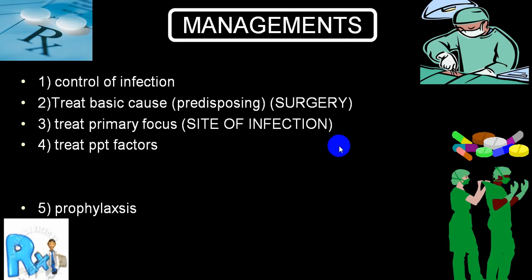As far as management is concerned, first is control of infection. Then second, treat the basic etiology, means treatment of the basic valvular heart disease or congenital heart disease. Then treatment of the primary focus and treatment of the precipitating factors. And then you can go for what we call prophylaxis.